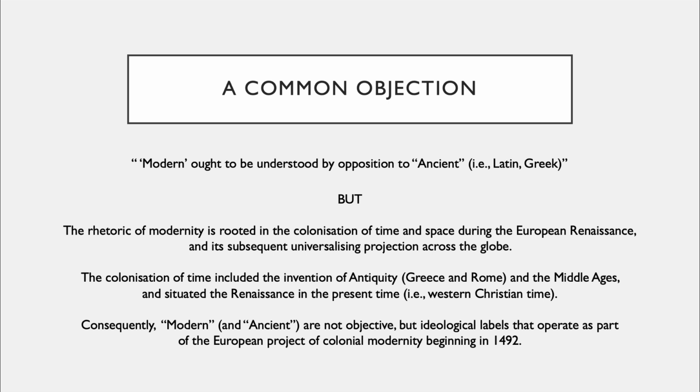The rhetoric of modernity is rooted in the colonization of time and space during the European Renaissance and its subsequent universalization across the globe. So the colonization of time in particular included the invention of antiquity as encompassing Greece and Rome and the Middle Ages, situating the Renaissance in the present time, meaning the Western Christian time. So modernity is far from an objective, neutral, innocuous category. It follows from the above that modern and ancient are not objective but ideological labels that operate as part of the European project of colonial modernity beginning in 1492.